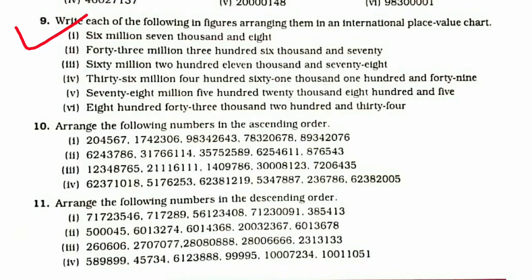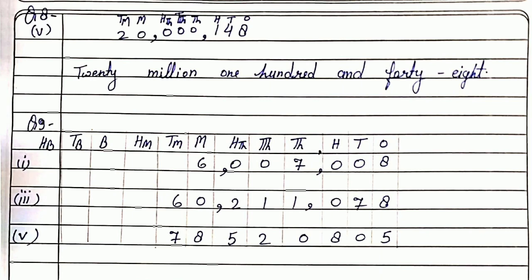Now question number 9: write each of the following in figures, arranging them in the international place value chart. So how will we solve this? First, third and fifth parts we are going to solve now. As you can see, we are going to solve all these three parts together.